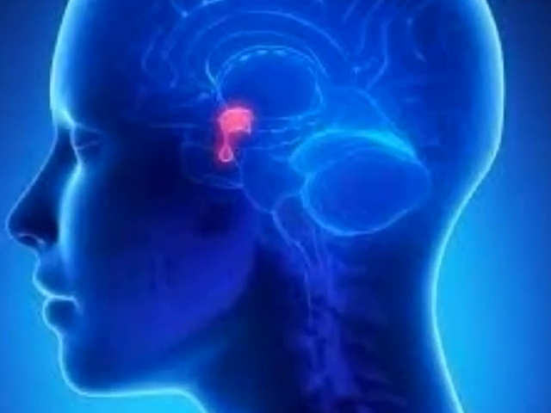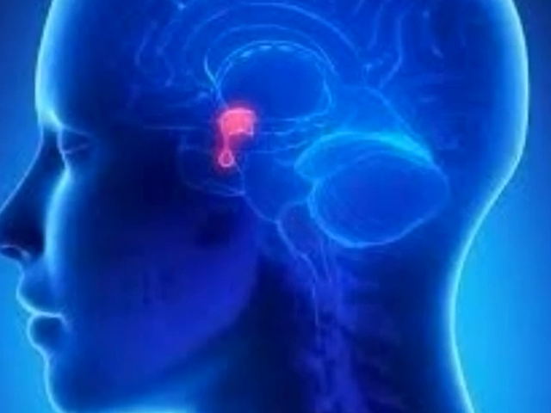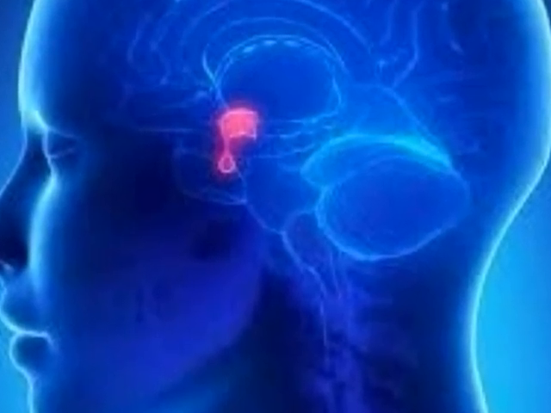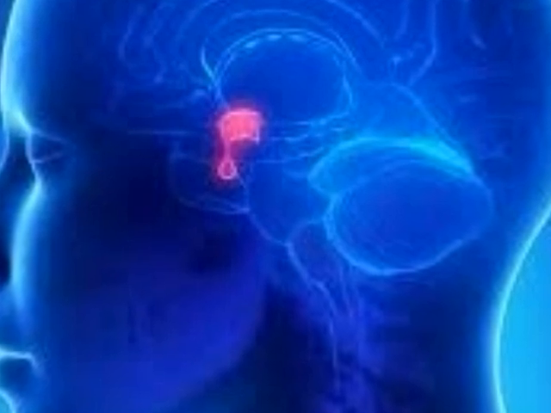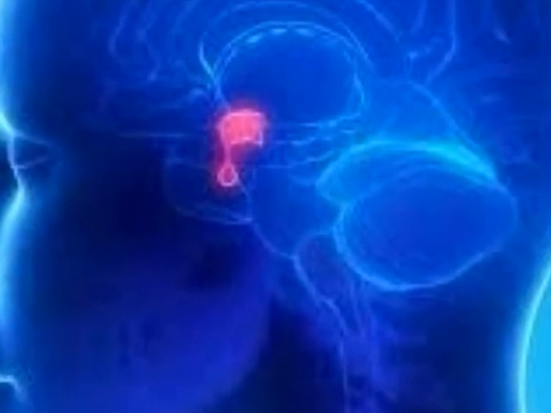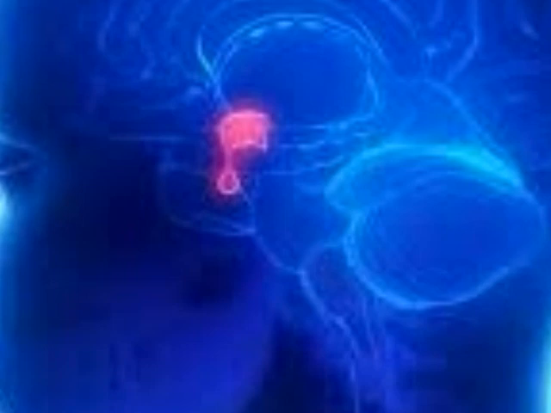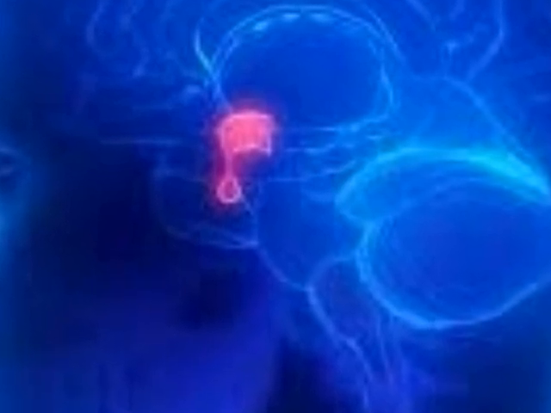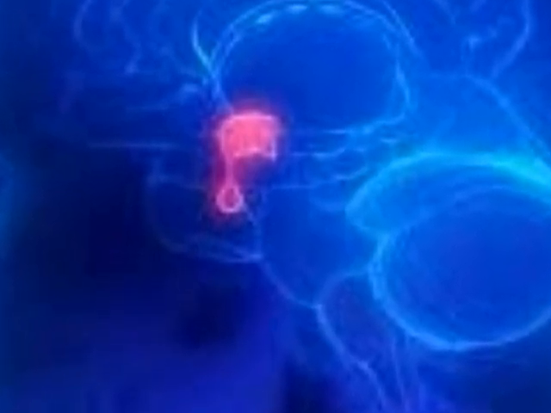Pituitary gland is a pea-sized gland located at the base of the brain. As you see, it lies below the hypothalamus and receives both inhibitory and stimulatory inputs from the hypothalamus.